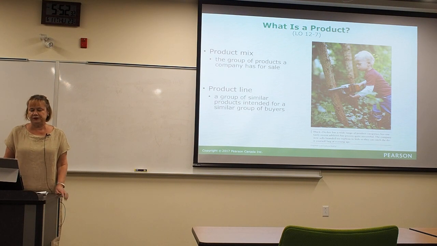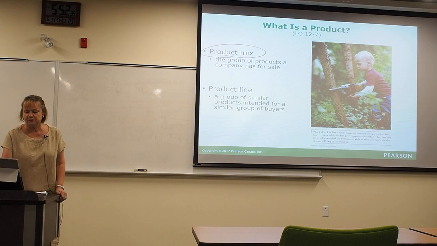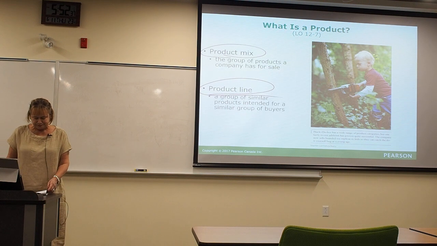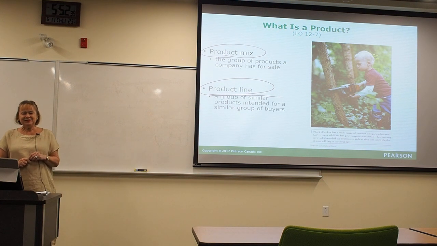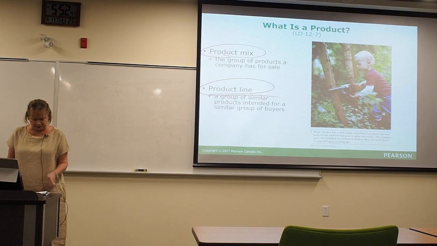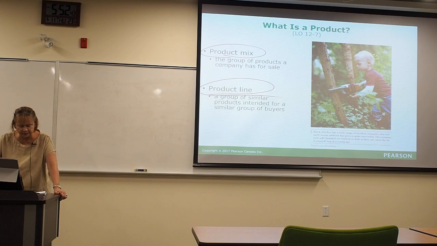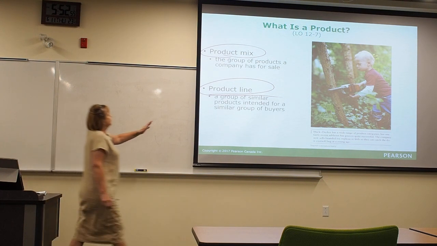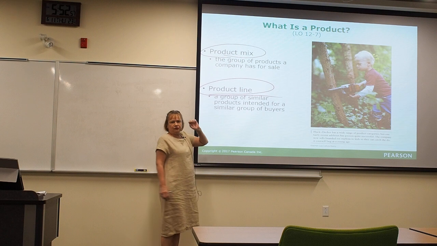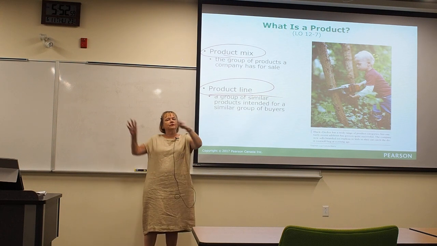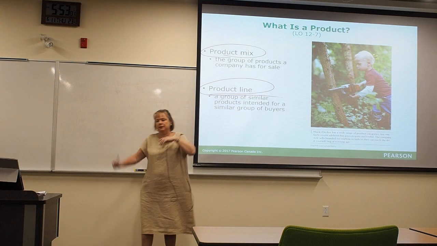Products can be grouped into 2 categories, either product mix or product line. Best explained with an example. A Black & Decker has a product mix of toasters, blenders, irons, lawnmowers, vacuums, kettles, and so on. Black & Decker has a product line of toasters, from a $20 toaster to a $400 toaster.